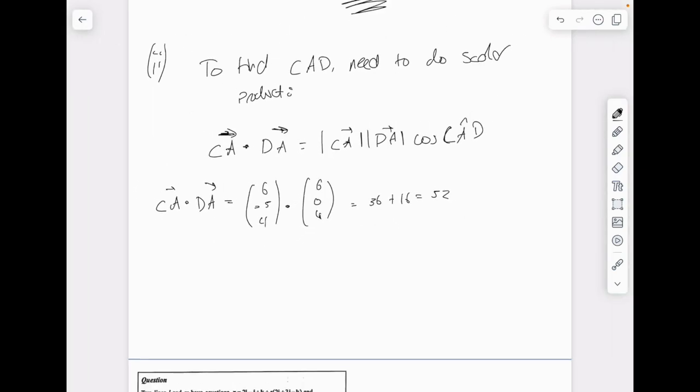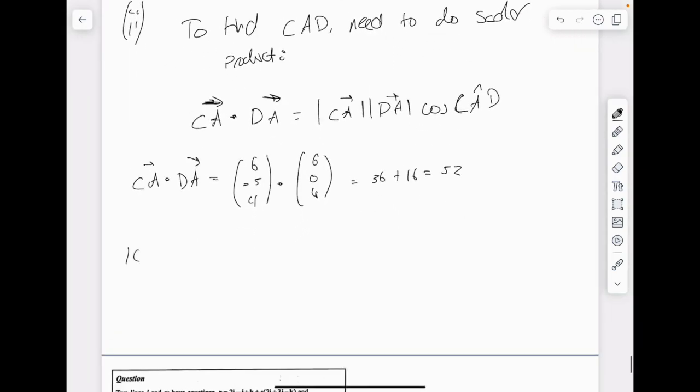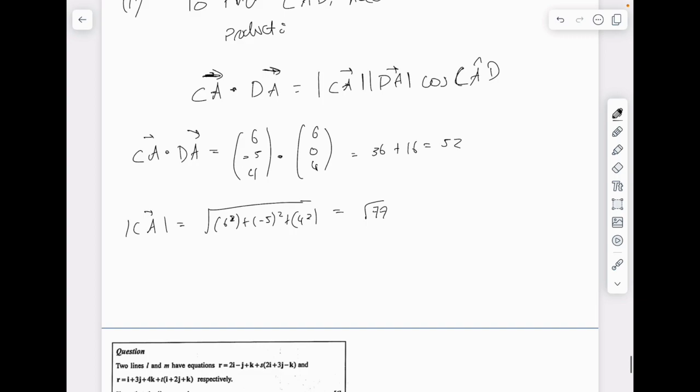Now, in the meantime, the absolute value of CA is going to equal 6 squared plus -5 squared plus 4 squared. Okay, which gives you what? It's going to give you the square root of 77.